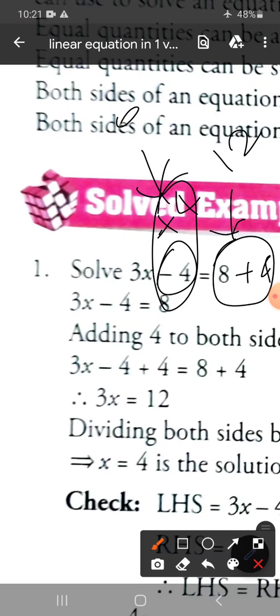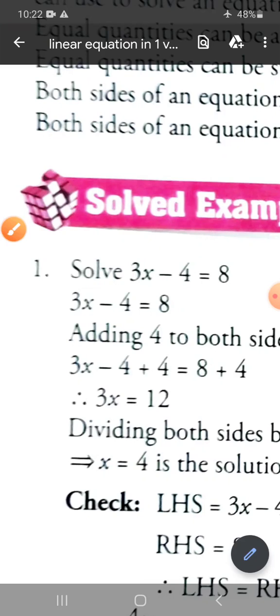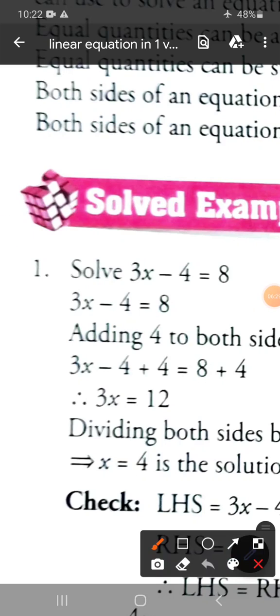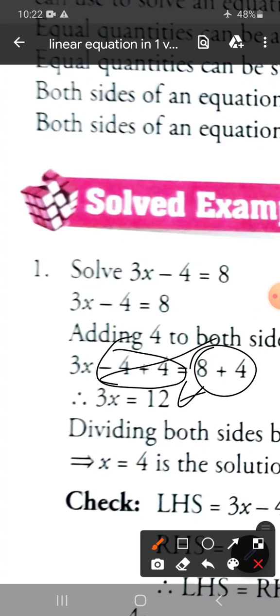So what we will be left is 3x is equals to 8. Sorry, 3x is equals to 12, right? This 8 plus 4 will give 12, and this minus 4 and plus 4 will be cancelled out, so we will be left with 3x is equals to 12.